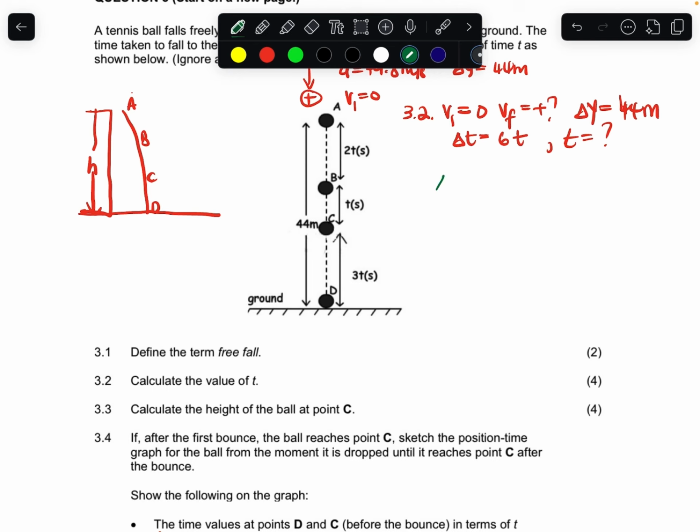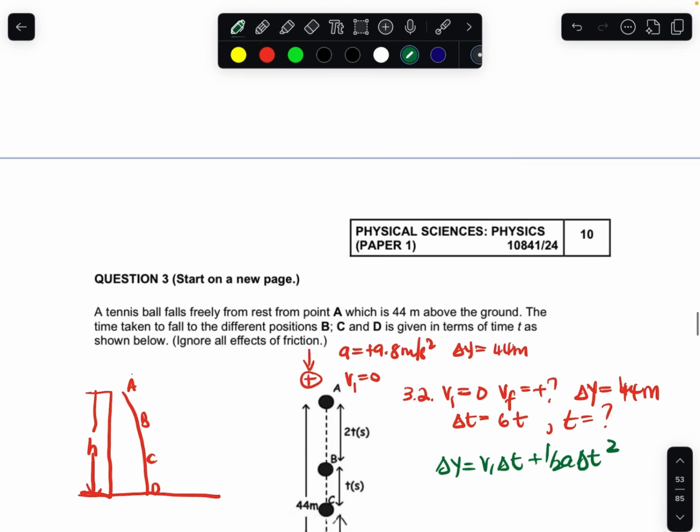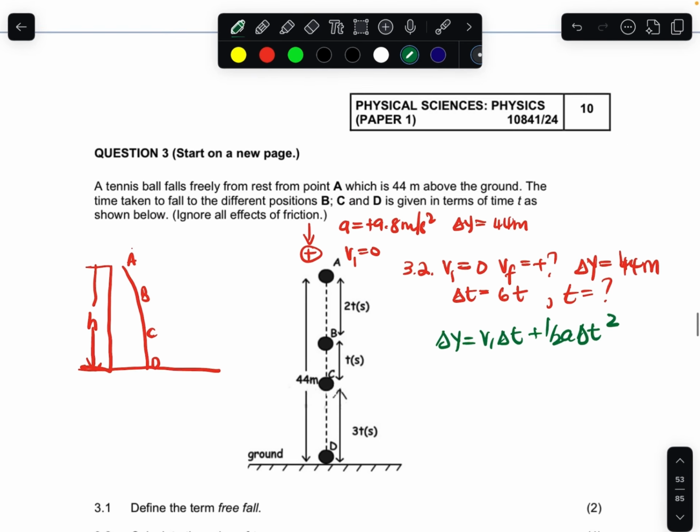So we're going to use this equation that says change in y equals vi change in t plus half a t squared. The reason we use this formula is because we only have the initial velocity; for the segment that we choose, we don't have the final velocity. That's why we use that one.